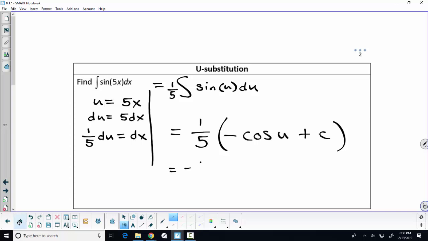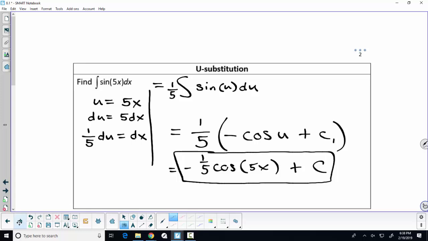Okay, so we've got a negative 1/5 cosine of u, which was 5x. Let's call that C1, multiply by 1/5, we get some other constant, we'll call it C. So that's how we reverse a chain rule. You don't distribute that 1/5? Yeah, we distributed the 1/5 to this constant 1. Oh. So we just called that constant.